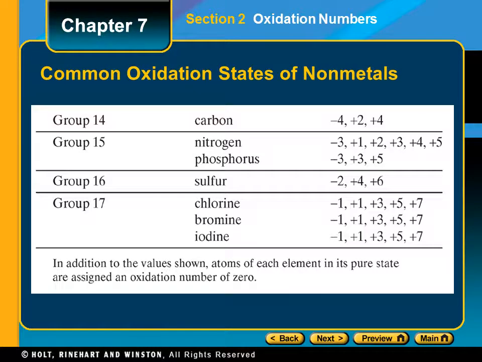So here's the table. Common oxidation states, group 14, carbon, can be -4, can be +2, can be +4. Look at group 15, nitrogen, a whole bunch there, phosphorus, sulfur, again. In addition to the values shown, atoms of each element in its pure state are assigned an oxidation number of 0, which you knew because that was part of the rules.